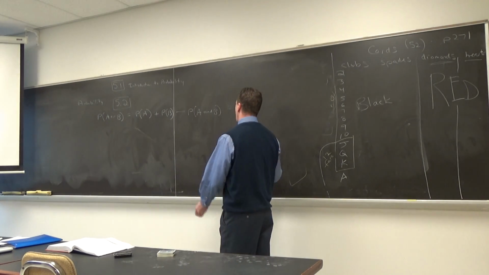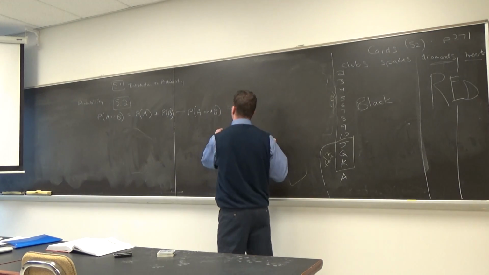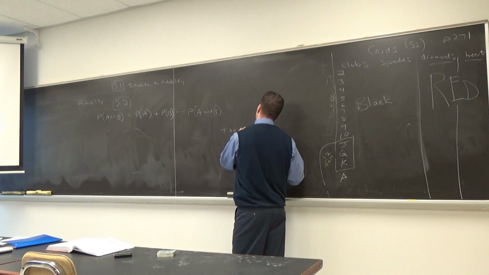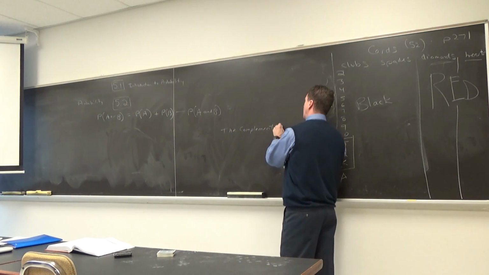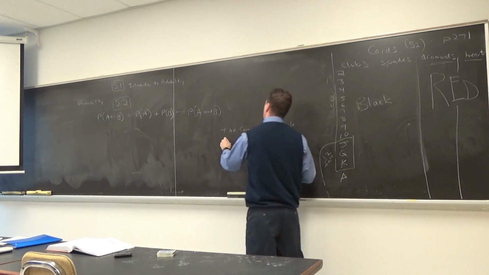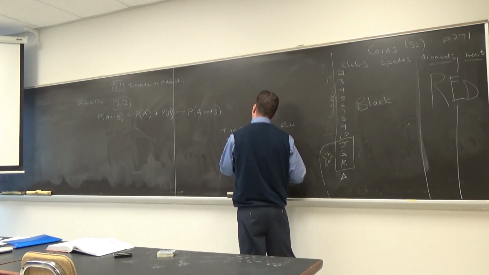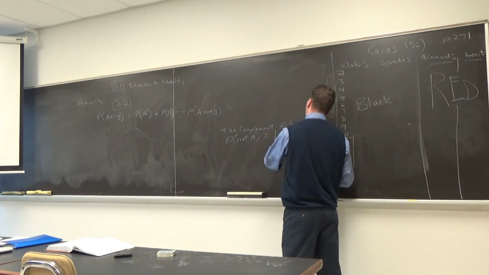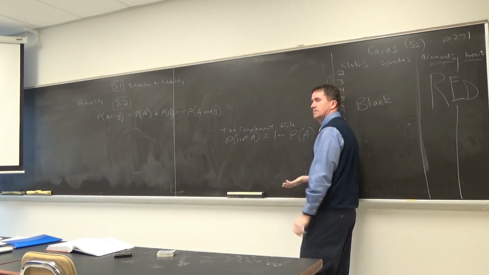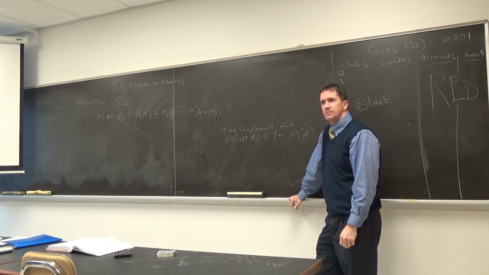Okay? So the way that's written in the book, the complement rule, and complement is spelled with an E, not an I. The complement rule: we're saying the probability of not A occurring equals 1 minus the probability of A occurring. That's what we're saying. Right?